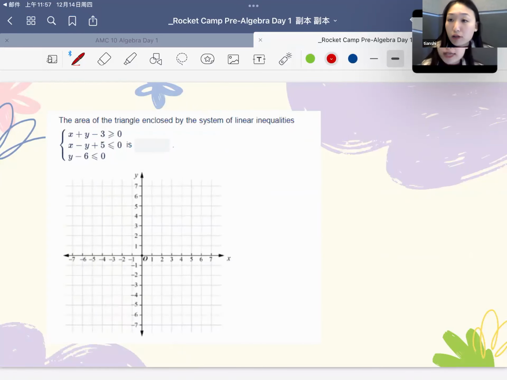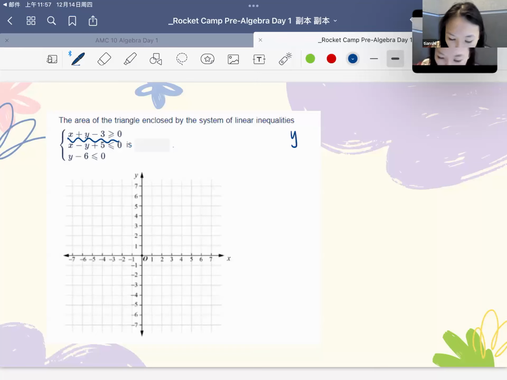And let's talk about the second question. This one is a little bit challenging because we have a linear inequality here. But we have access, so we can graph it very easily, right? We just need to graph the linear inequality for the straight line and represent the area of the graph. So the first line is x plus y minus 3 equals 0.